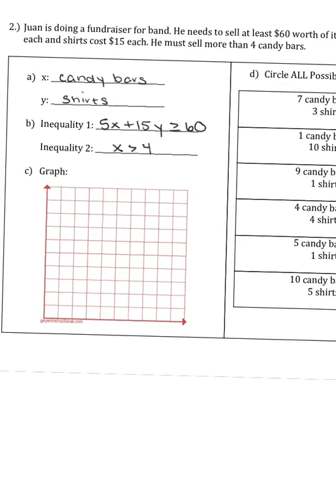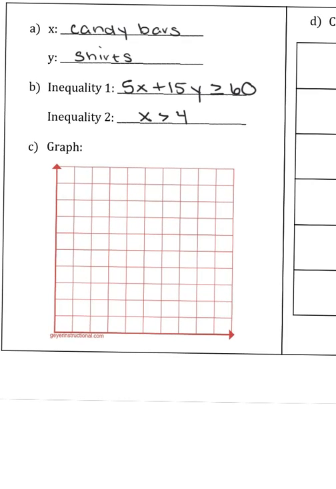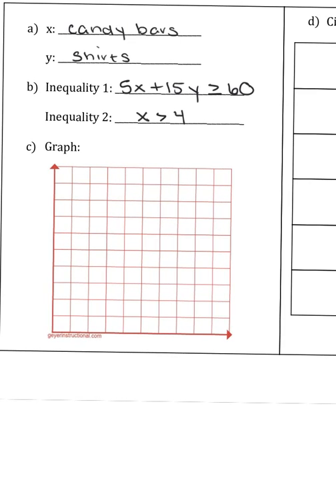All right, I'm just going to zoom this in just a little bit. All right, so we have 2, 4, 6, 8, 10, 12, 14, 16, 18, 20. Same here. 2, 4, 6, 8, 10, 12, 14, 16, 18, and 20. All right, so looking at our first inequality, we have 5x and 15y.